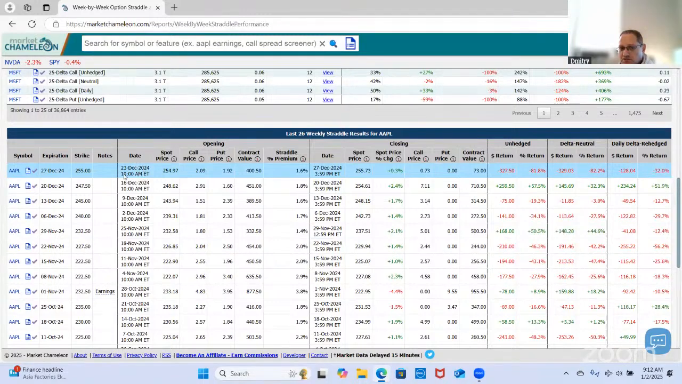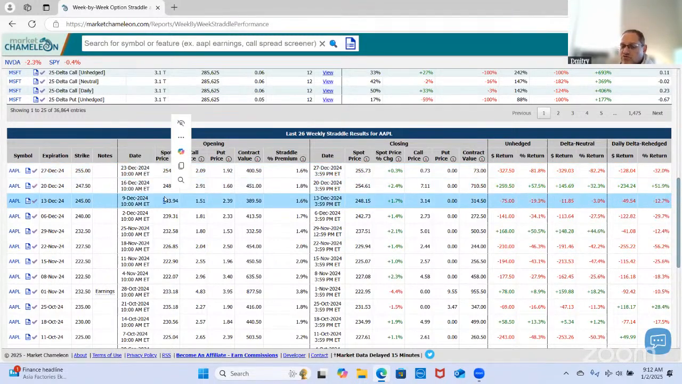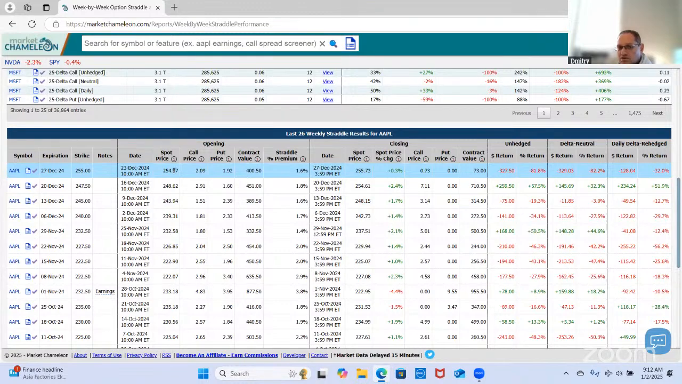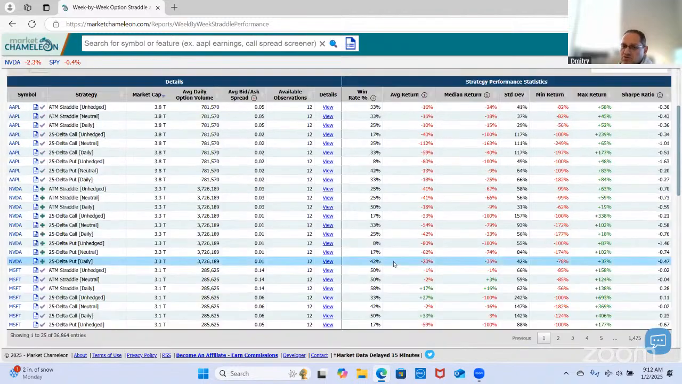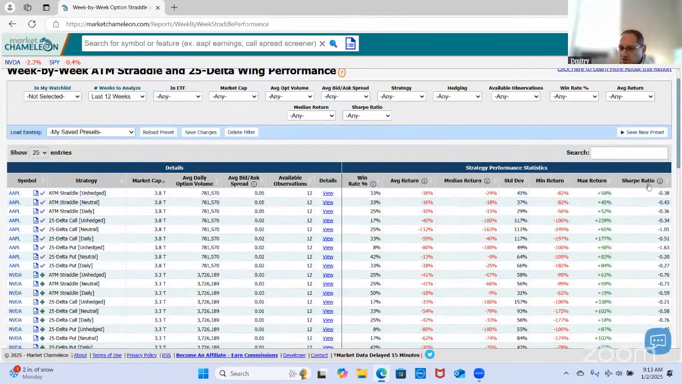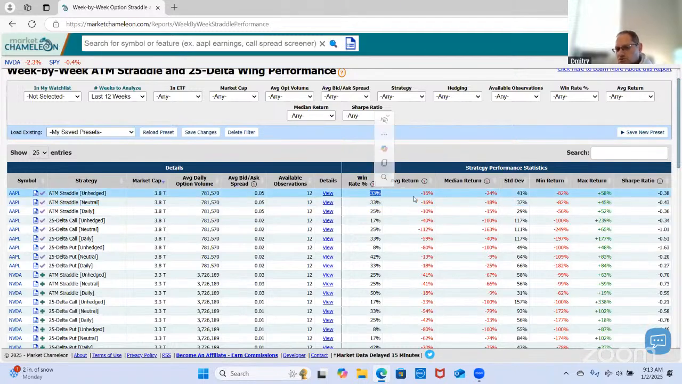it tells us the timestamp of the snapshot, the start time, timestamp of the end time, where the stock was, where the options were, what the value of the straddle was at the start, the premium, and what it was at the end, and then the returns. So we might come back to this. Let's just review everything that is visible in this table. So what are these stats now that we defined what we're tracking?